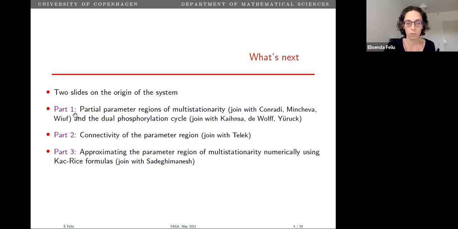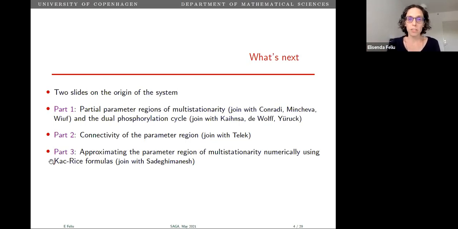The first one is to understand the parameter region. And to this end, I will also talk about a joint work where we studied importance system in cell signaling. The second part, which is shorter, I will talk about the connectivity of this parameter region. And the third part, if there is time, I'm not that sure about that, will be how can I approximate the region instead of finding it exactly, how can I find a numerical approximation of the region.